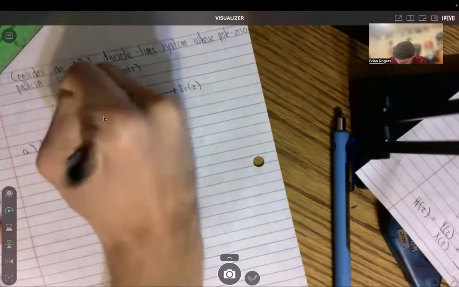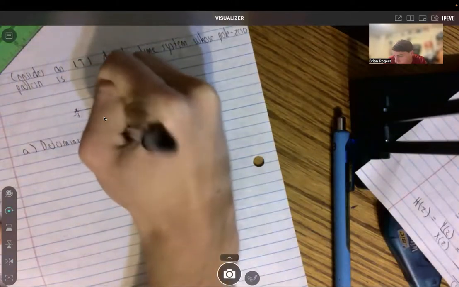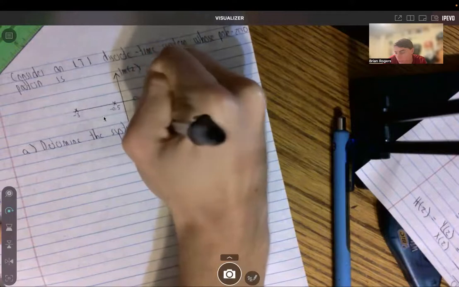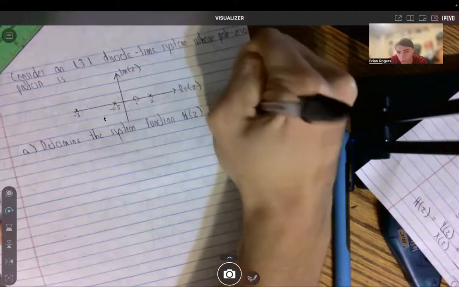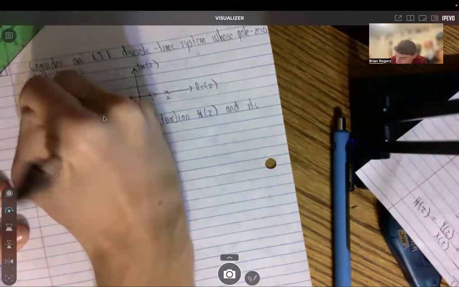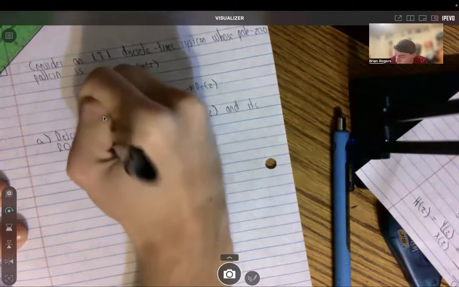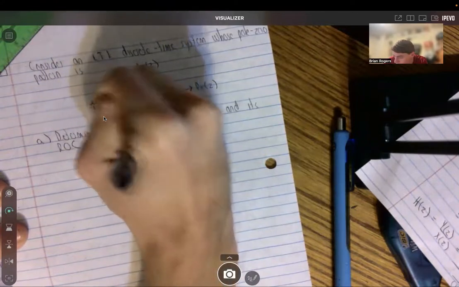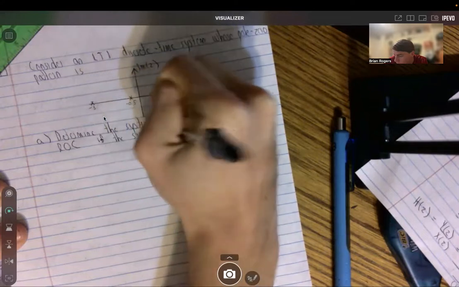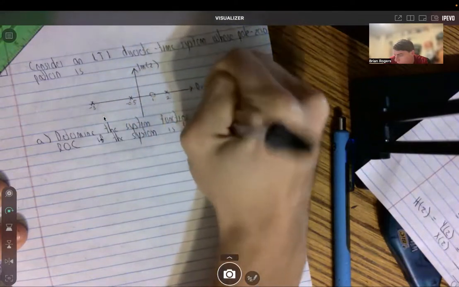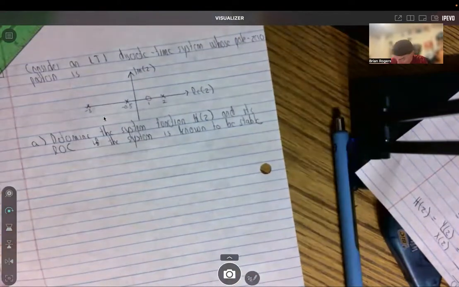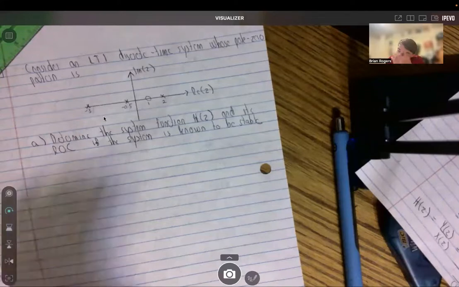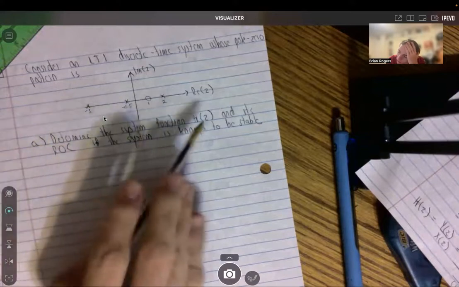Determine the system function. Remember, system function's always given by H of z. And its region of convergence if the system is known to be stable. Okay, so we know the system is stable, which is nice, because that's what they specified for us, but we need to determine the system function.